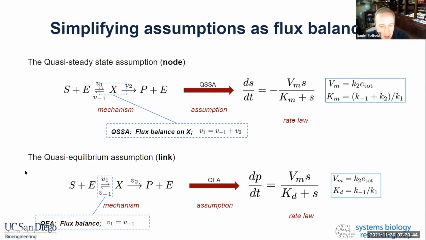And we can also apply a different assumption called a quasi-equilibrium assumption, saying that this first binding step is at equilibrium, and get a very slightly different rate law here, where the term Km is a simple Kd. So our parameter interpretation has changed depending on how we've gone from our mass action network to an overall rate law.